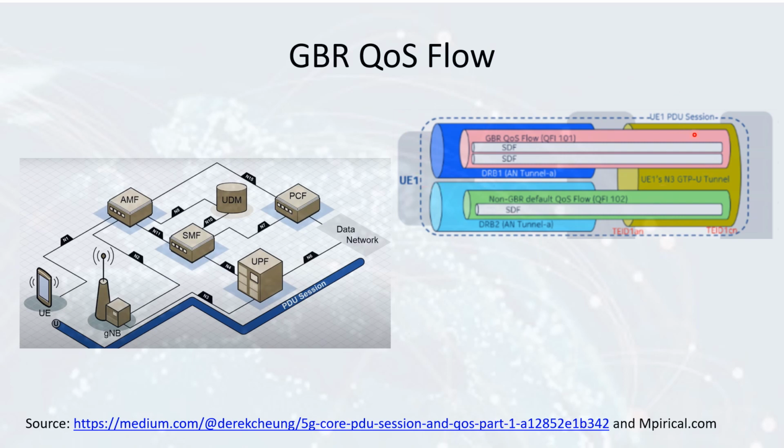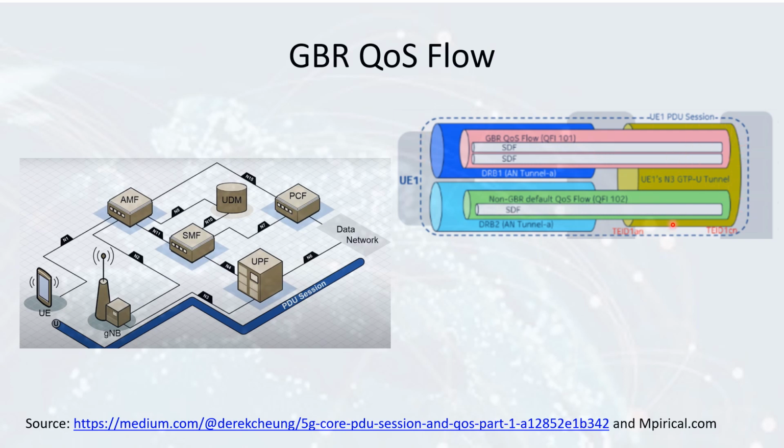So here it is shown in this pink color. Pink color is a guaranteed bitrate QoS flow within this particular dedicated radio bearer and the NG-U tunnel.